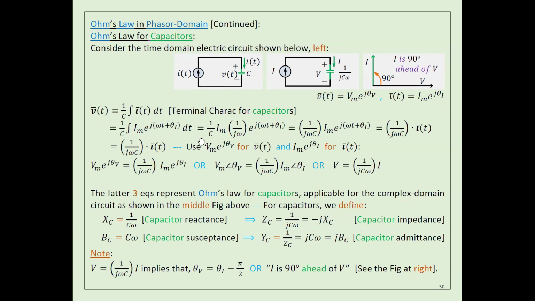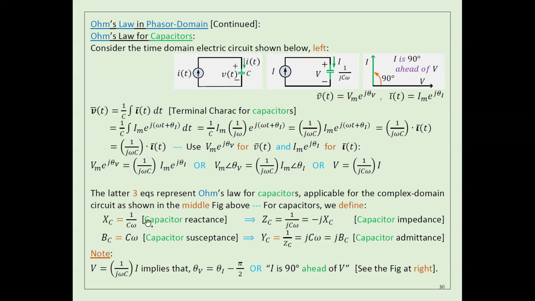Again, you don't need to worry about this proof. I just want to tell you why I say j omega L or 1 over j omega C. Where did it come from? It came from differentiation and integration. Okay? But for circuits, you would just use it when you analyze the circuit. So you can see here, the voltage in the complex domain equals 1 over j omega C, which is the impedance for the capacitor, times I. This is the final conclusion. This is the voltage across the capacitor: the current across the capacitor times the impedance, which is 1 over j omega C.